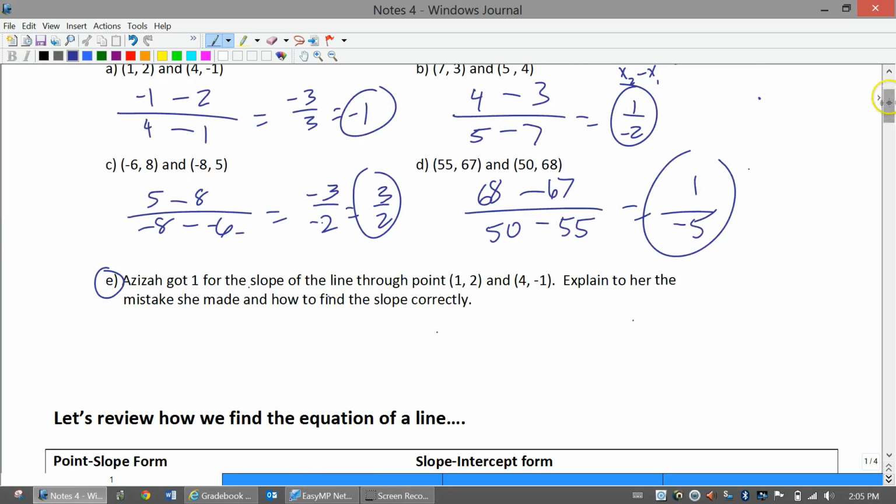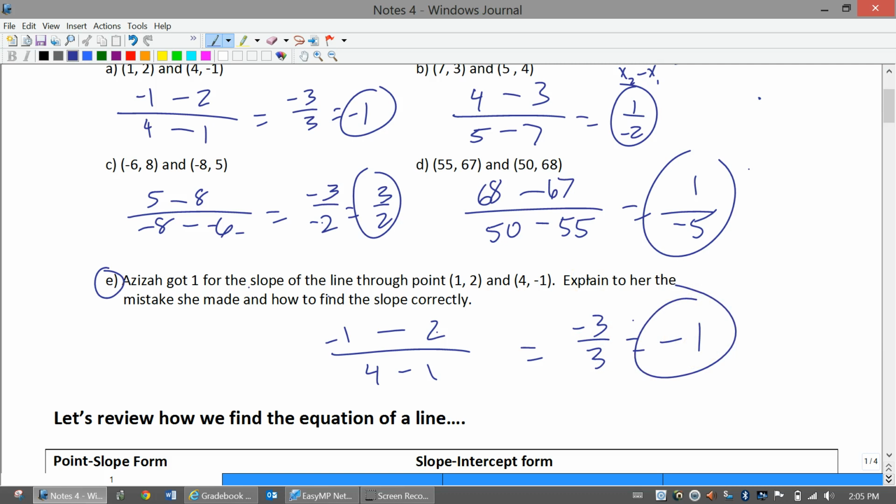On the fifth one, Aziza, what mistake did she make? Should be -1. She dropped a negative somewhere. Made a mistake. Okay. All right.